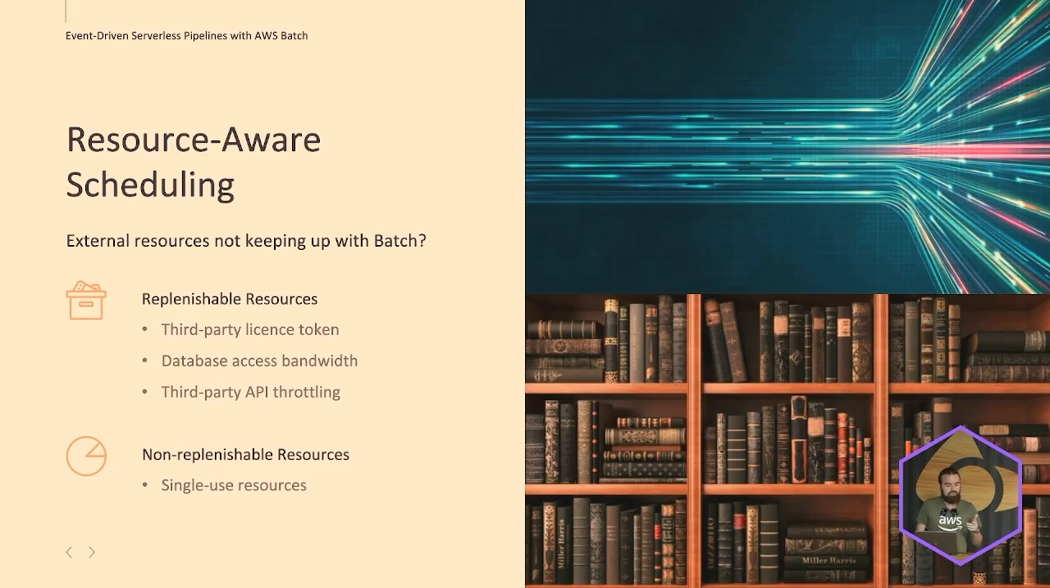So in that case, you can use resource-aware scheduling, and you have two types of resources here: replenishable resources and non-replenishable resources. In the case of replenishable, think of third-party license tokens. You can borrow it and you can put it back once processing is done. The same with database access bandwidth. You don't want to overwhelm a database. Especially if you're working with third parties, that's where the third-party API throttling also becomes an issue.